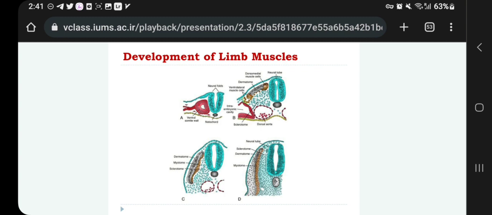In the dorsal part we have three parts. In the middle we have the dermatome, and medially and laterally to the dermatome we have the myotome. The sternum directly differentiates from the lateral plate mesoderm. The sternum is a bone between the ribs in the anterior part of the heart, in the middle of the thorax.